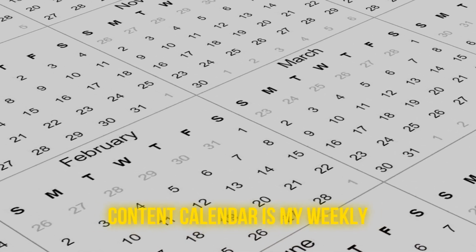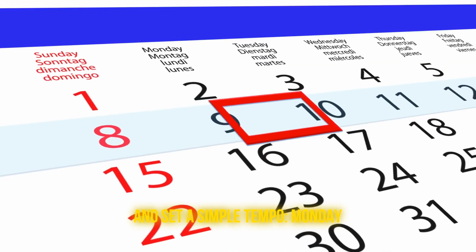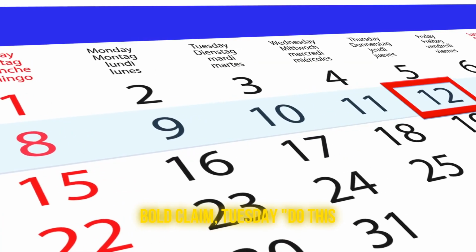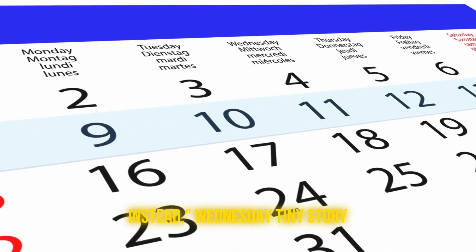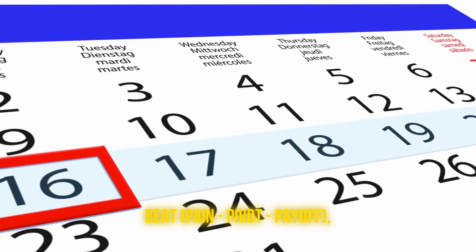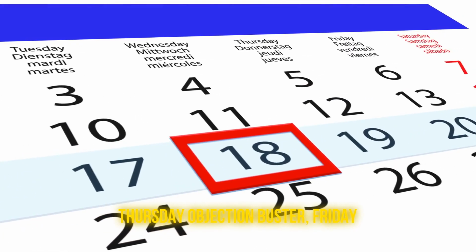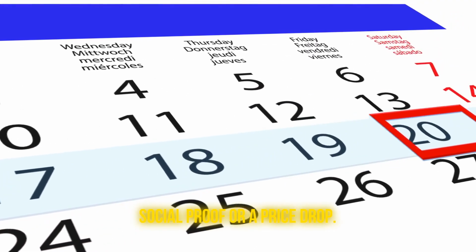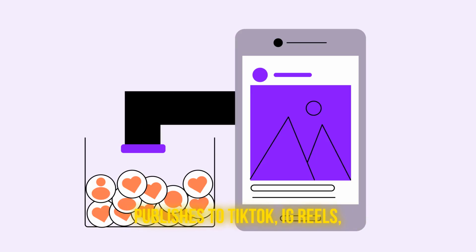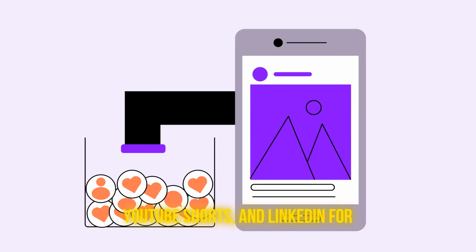And then, the part that makes this sustainable: I stopped trusting my brain to remember to post. Vizard's content calendar is my weekly map. I drag in my 8 to 12 clips and set a simple tempo. Monday, bold claim. Tuesday, do this instead. Wednesday, tiny story beat: pain, pivot, payoff. Thursday, objection buster. Friday, social proof or a price drop. I flip auto-schedule and Vizard publishes to TikTok, IG Reels, YouTube Shorts, and LinkedIn for me.